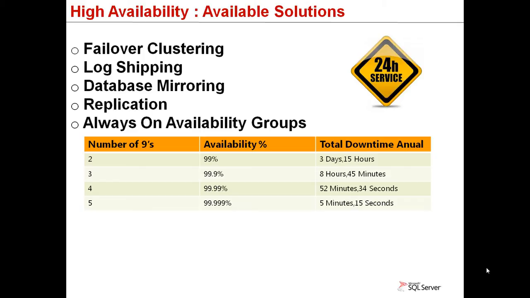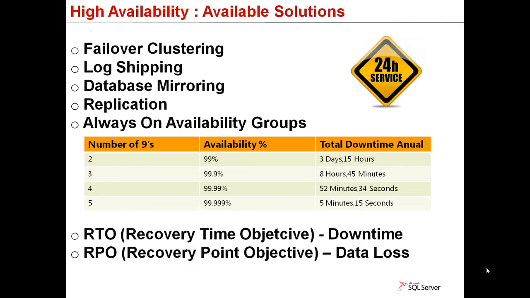made with the contract. And these two concepts are also fundamental to understand how to pick the right solution for each business. RTO means Recovery Time Objective, and it measures the amount of downtime a business can tolerate, while RPO, Recovery Point Objective, is concerned with data loss.